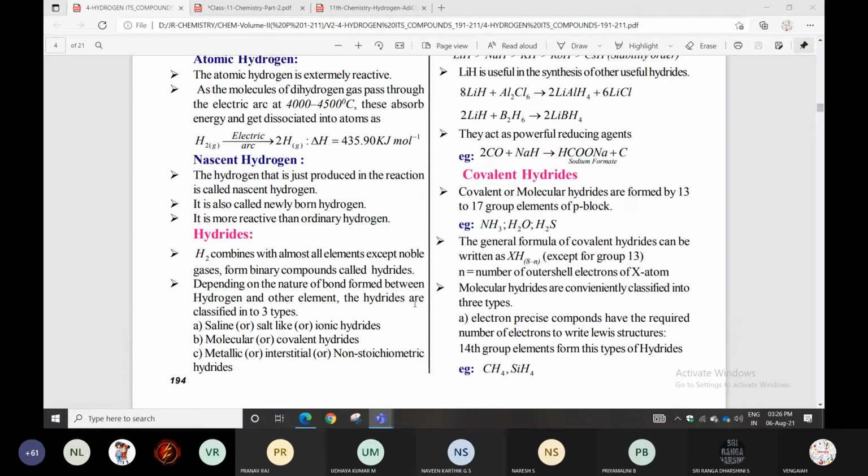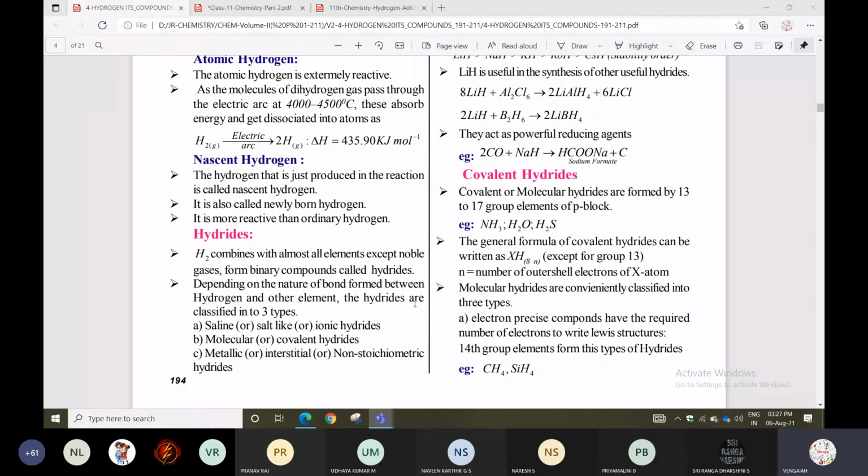Listen here. H2 combines with almost all elements except noble gases to form binary compounds called hydrides. Depending on the nature of the bond formed between hydrogen and other elements, the hydrides are classified into three types.